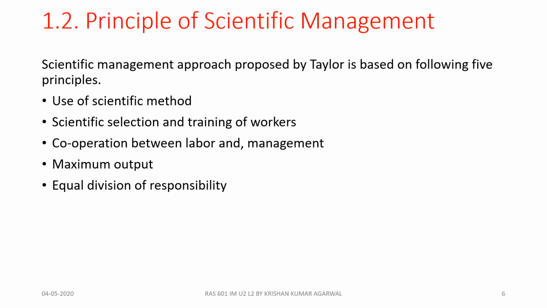And last but not least, a principle of scientific management is the equal division of responsibility. If one who is efficient is provided a larger number of tasks as compared to the one who is lethargic, or who is not working properly in the organization, then a kind of conflict arises. So there must be equal division of responsibility and work, which was first suggested by Taylor.